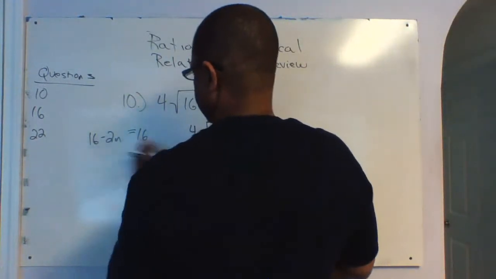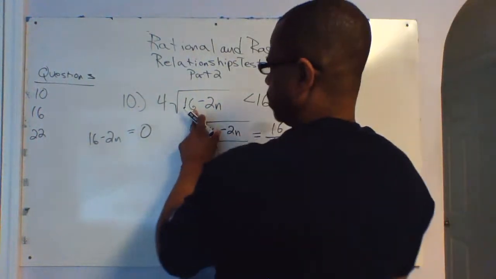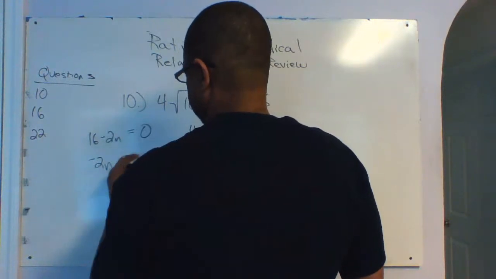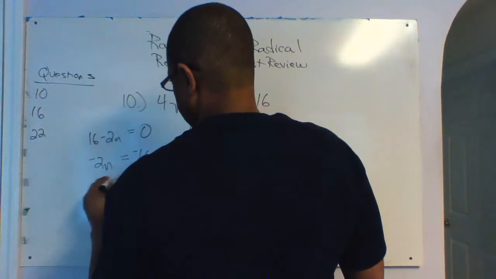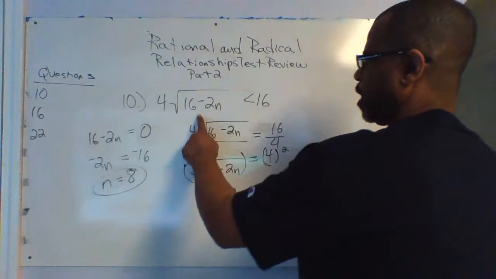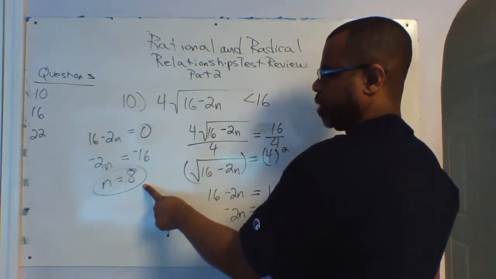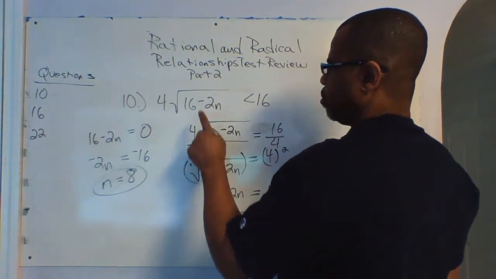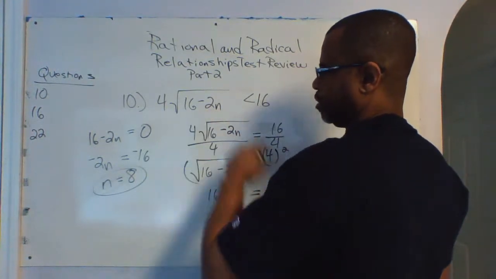Okay, so we need to set this equal to 0, because we're trying to figure out what's going to make this 0. So that'll be -2n is equal to -16, and then n is equal to 8. So you have to see what's going to make this 0, and that's going to be 8. If I go above 8, this is going to be a negative number. So I have to set this equal to 0.